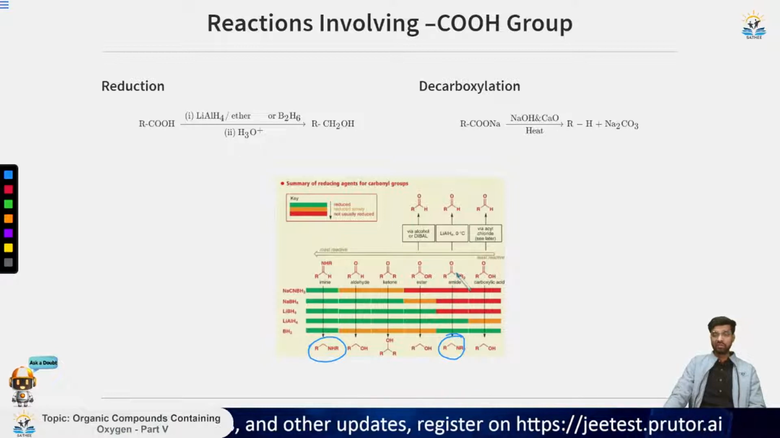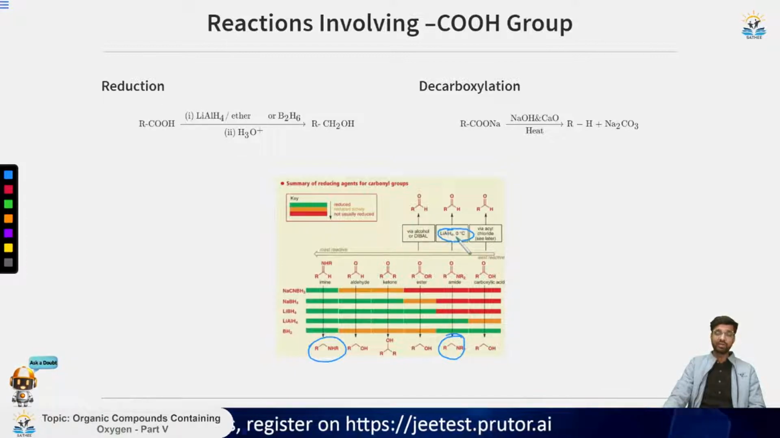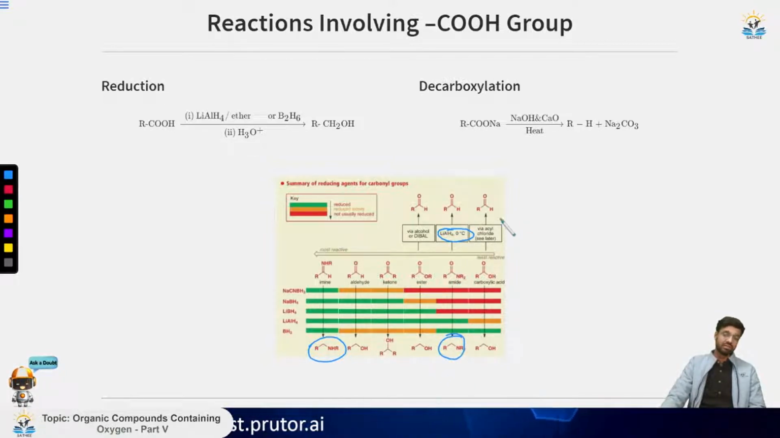Now if you want to convert this amide to this ketone and not to this amine, what we will do is take this LiAlH4 at 0 degrees Celsius. So it will convert this amide to ketone or aldehyde and not to this amine.